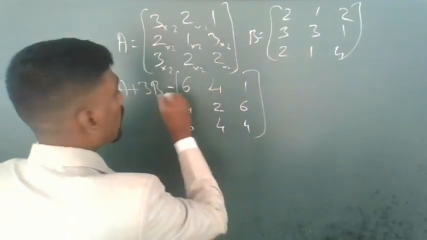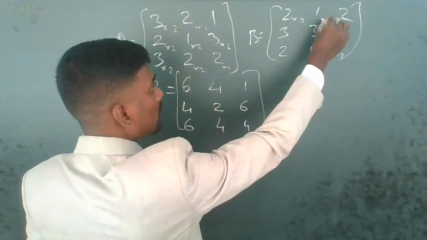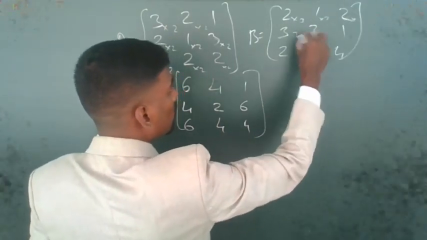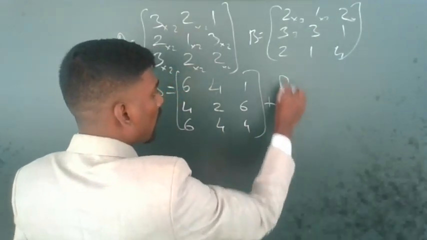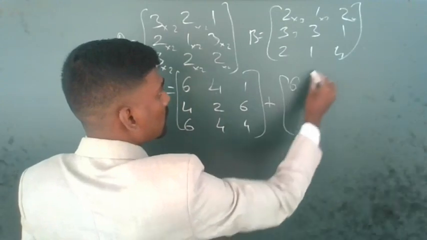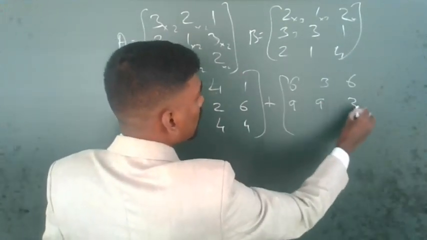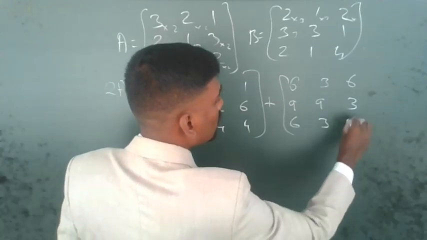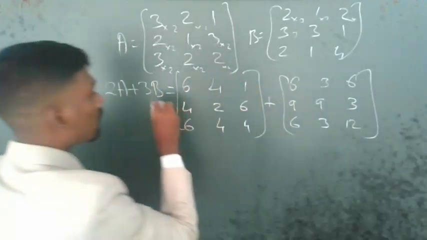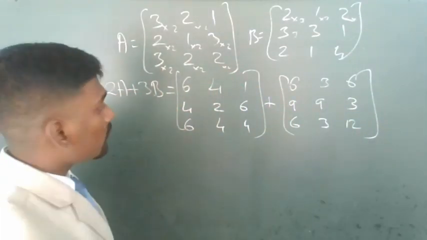Next, I have to find the value of 3b. I am going to multiply 3 to everything. 3 2s are 6, 3 1s are 3, again 6, 9, 9, 3, then 6, 3, 12. This is the value of 3b.